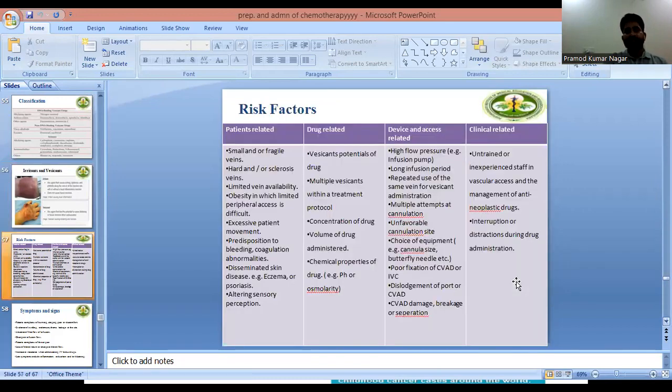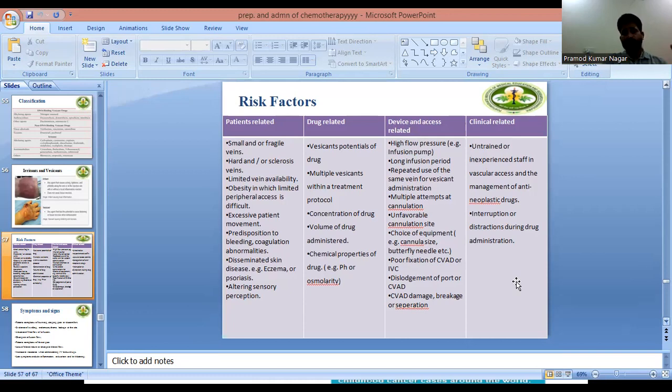Risk factors for extravasation: some are patient-related, some drug-related, device-related, and some clinical-related. Patient-related are small or fragile veins, hard sclerosed veins, limited vein availability, excessive patient movement. In the drug-related, vesicant potential drug, multiple vesicants at one time, volume of the drug administration, chemical properties of the drug like osmolarity. In the device-related, high flow pressure, long infusion period, unfavorable cannulation. In the clinical-related, untrained or inexperienced staff in vascular access, and interruption or distraction during administration.